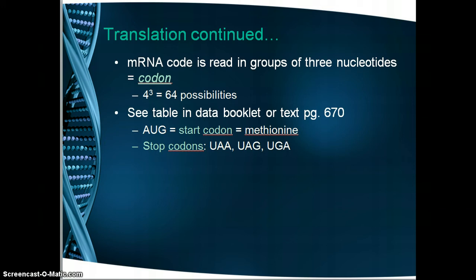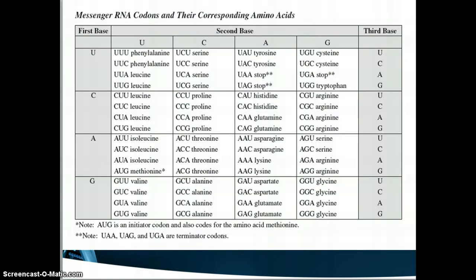There is a table in your data booklet, okay, that you should have from when we did pedigrees, and there is also the same table in your textbook on page 670 if you don't have your data table with you. You should be bringing your data table with you though to class. So if you look on that table, you'll see that where you have AUG, actually I'm just going to skip ahead to the table here. So here's the table. This is the one from your data booklet.